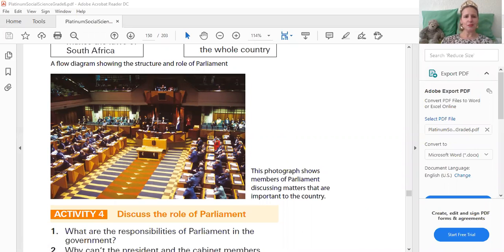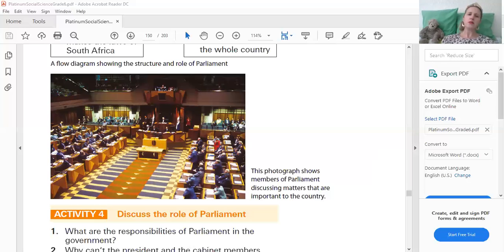In Parliament, there's the Speaker of the House, okay, and the other members, but we've seen on TV sometimes they jump over and want to fight with each other. Then the SAPS come in and take them out very nicely, okay? Discussing important matters, okay? So what is the role of Parliament in the country?